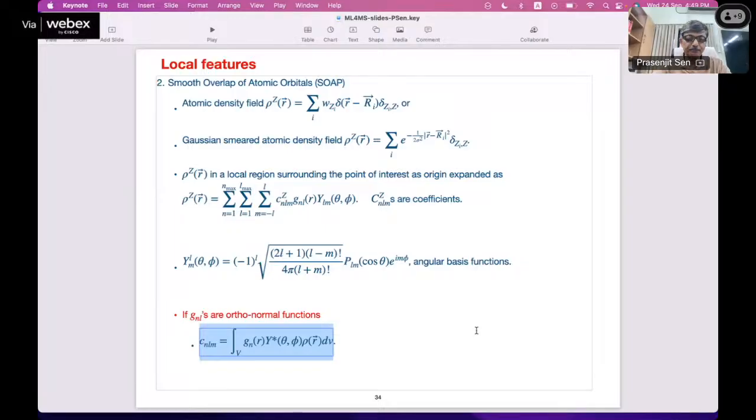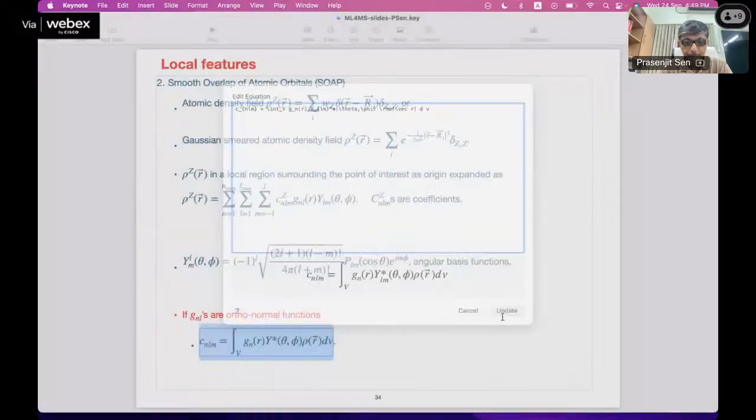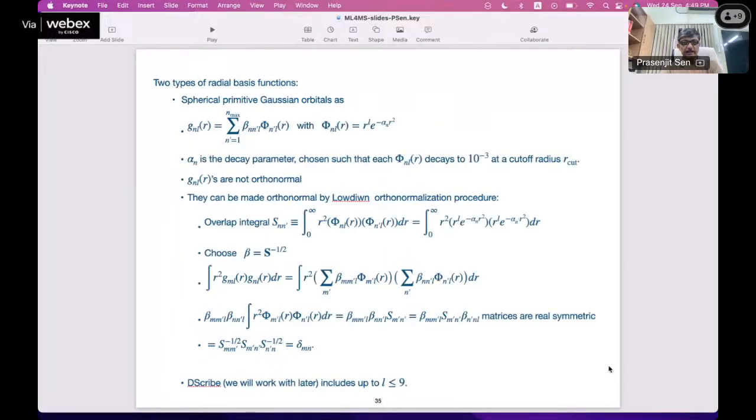I missed some indices here, so let me just put those in. Yeah, so those are my C's. And what I told you is that we need to calculate the C's, because with the C's we can construct a rotationally invariant feature. So let's see how. Before that, we have to decide what kind of radial basis functions we use.